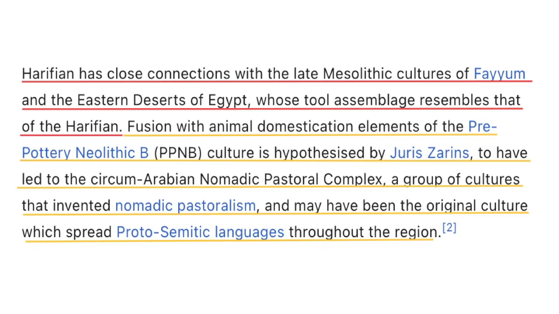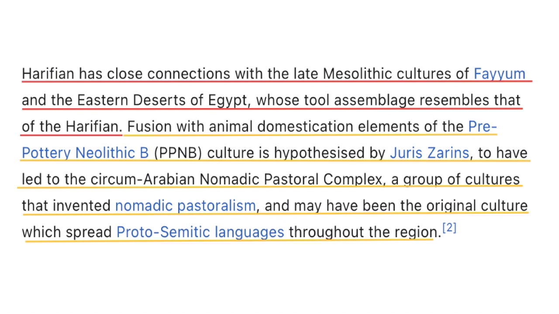Harifian has close connections to the late Mesolithic cultures of the Fayum and the eastern deserts of Egypt, whose tool assemblages resemble that of the Harifian. Fusion of animal domestication, elements of pre-Pottery Neolithic B culture, is hypothesized by Juris Zarins to have led to the Circum-Arabian Nomadic Pastoral Complex, a group of cultures that invented nomadic pastoralism. It may have been the original culture which spread Proto-Semitic languages throughout the region.